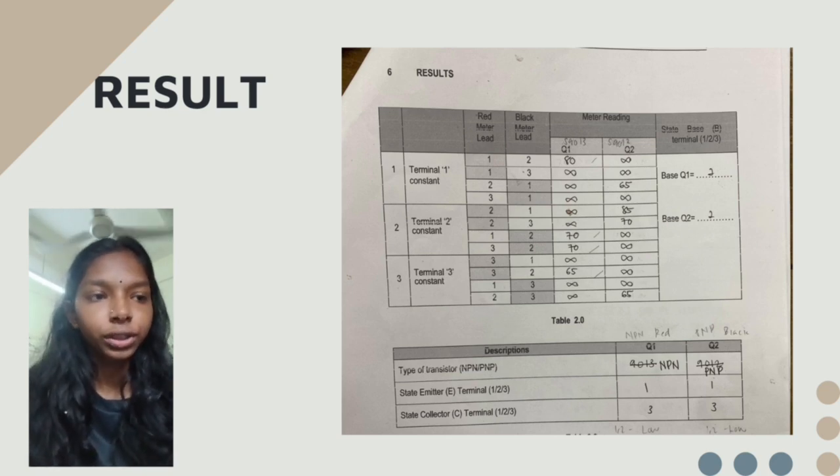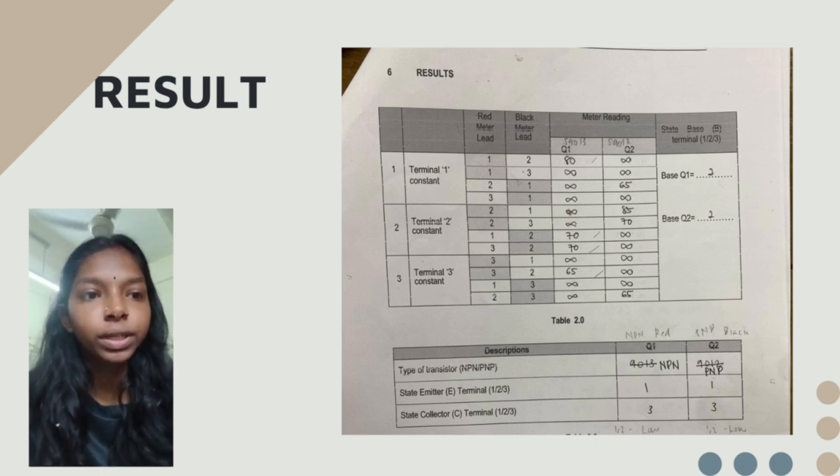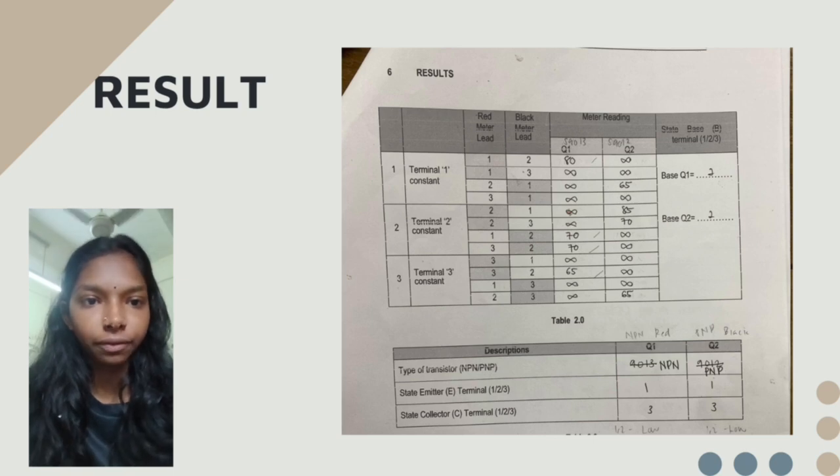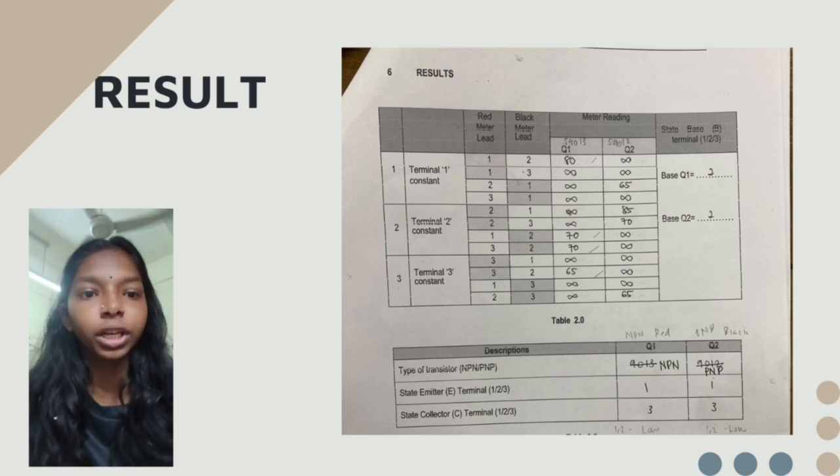Finally, the conclusion is that Q1 is an NPN transistor and Q2 is a PNP transistor based on their conduction behavior. The terminals were accurately identified using the voltage drop across the junctions. The experiment confirms the working principle of BJTs and how they respond to input signals.